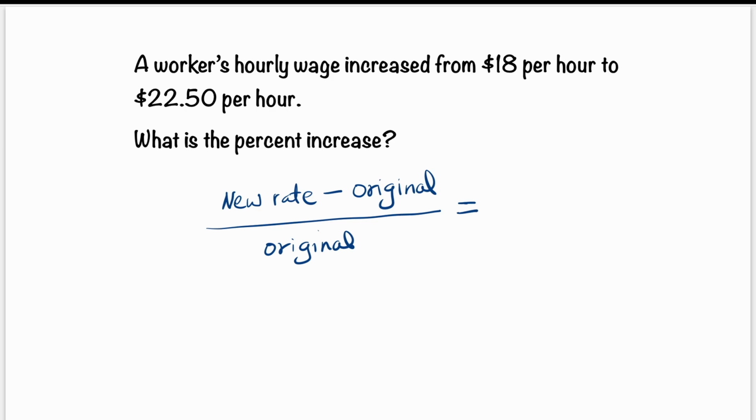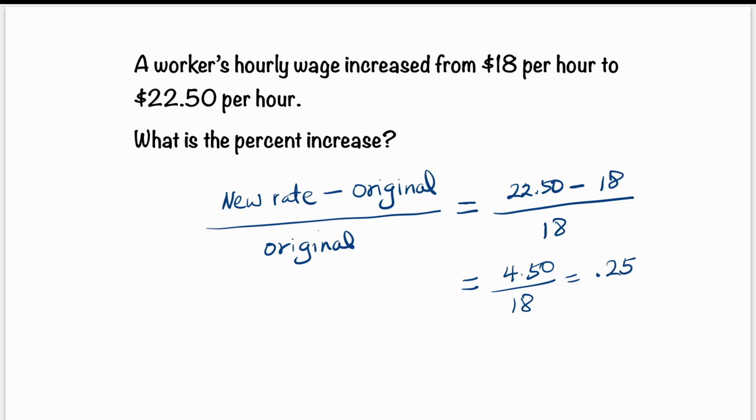And here we have the new rate is $22.50 minus the old rate, which is 18. I'm going to divide by the original rate, which is $18. $22.50 minus 18 is going to give us $4.50 divided by 18. And this gives us 0.25.